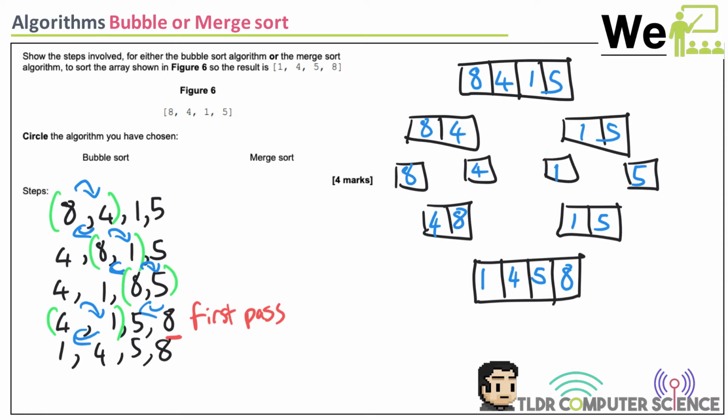People, what was the advantage of merge sort over bubble sort? What is the advantage of merge sort? What's the advantage of bubble sort over merge sort?